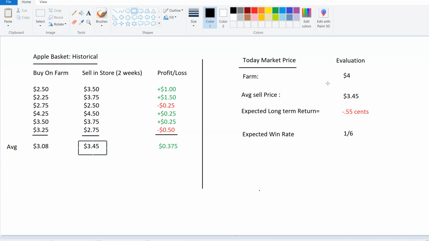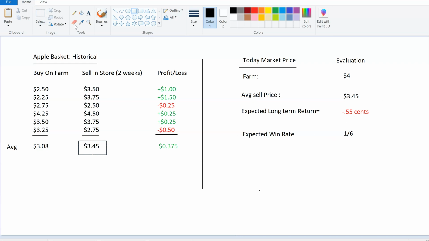have good justification to believe that we should be able to sell it for more than $4, our data is saying that today's market price looks overvalued, right? Because in the long term, if we bought it for $4 and then our average selling price remains $3.45, then we're expected to lose 55 cents per basket of apples in the long term.